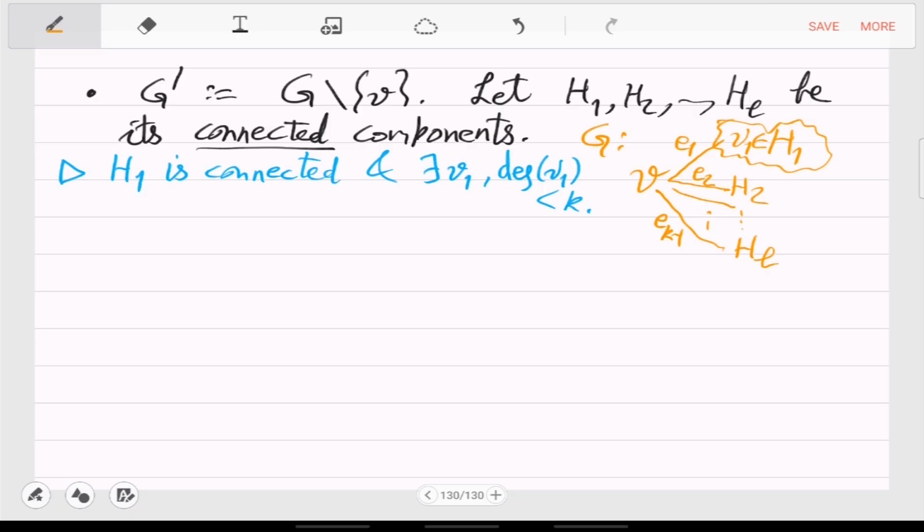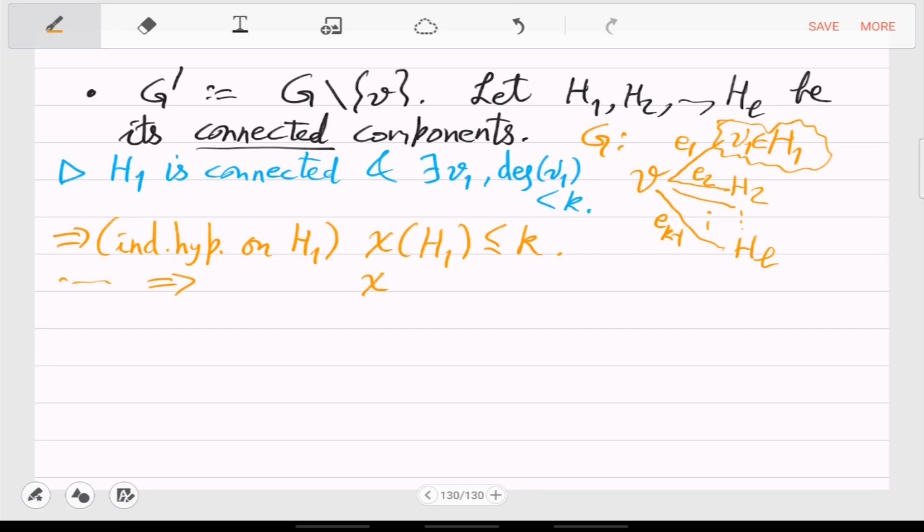So what does induction give you? So the induction hypothesis on H1 gives you the chromatic number. So chi of H1 is less than or equal to k. Right? And then you repeat this. So you will get that chromatic number of Hi is less than or equal to k for all i. Is this clear? What do you do next? How do you deduce the chromatic number of G?